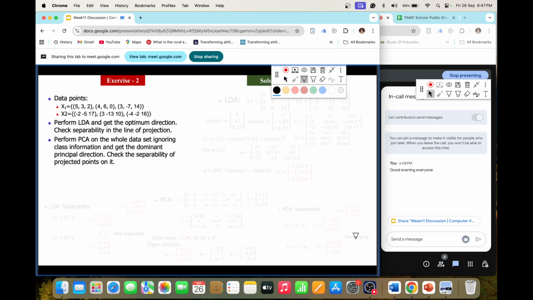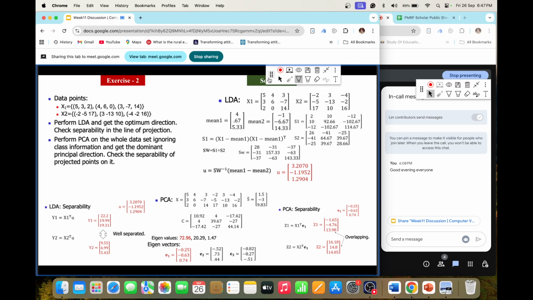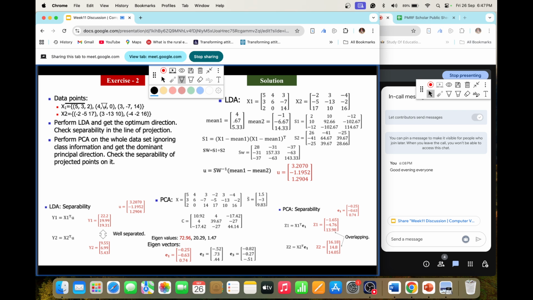Let's discuss it with a problem, so it will be clearer how LDA and PCA work. Data point x1 has 3 dimensions: (5, 3, 2), (4, 6, 0), and (3, -7, 14). This is the first group, with these 3 data points. This is the second group, with these 3 data points.